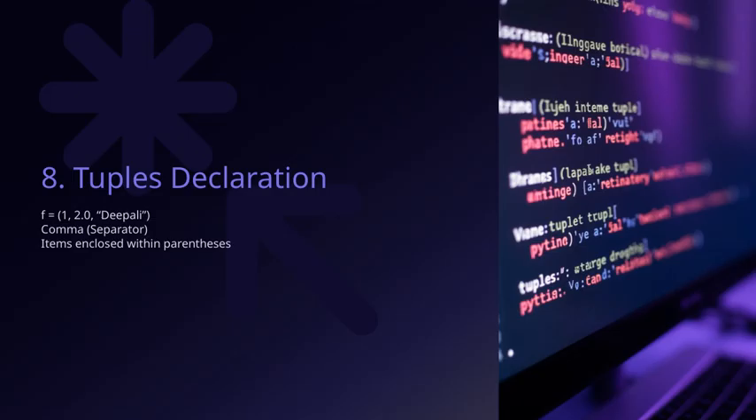As you can see here, we have an example. F equals open parenthesis, 1, 2, and Deepali, then close parenthesis. The commas act as separators between the items, making it clear where one element ends and the next begins. It's important to note that all the items are enclosed within parentheses, which is a key characteristic of tuples.